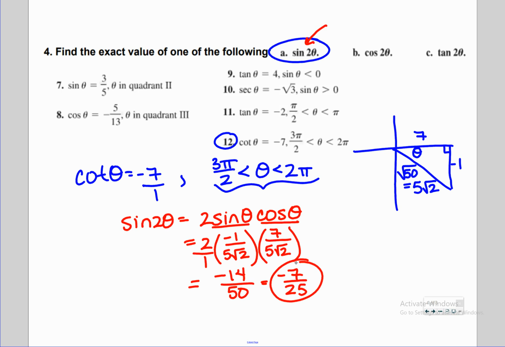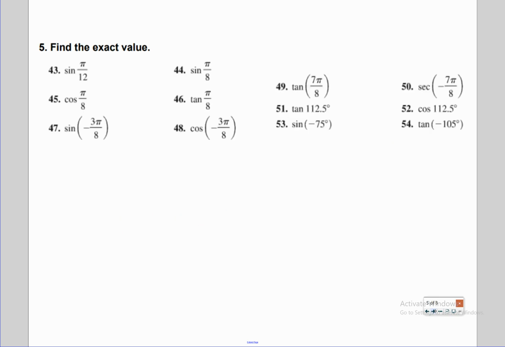Okay. Questions on number 4, double angle? Okay. Another exact value, pick a problem.